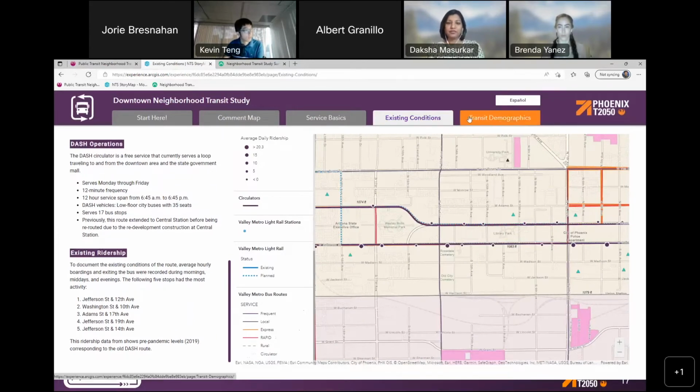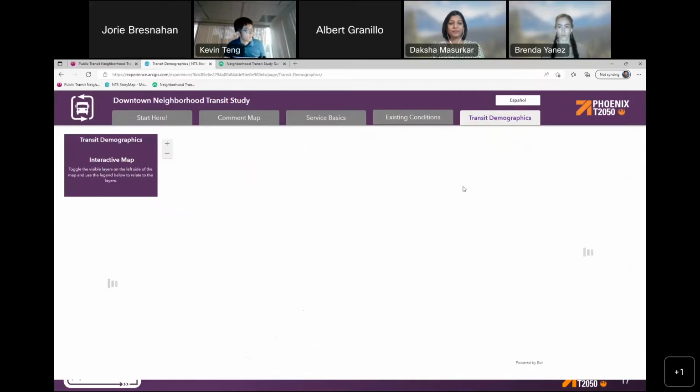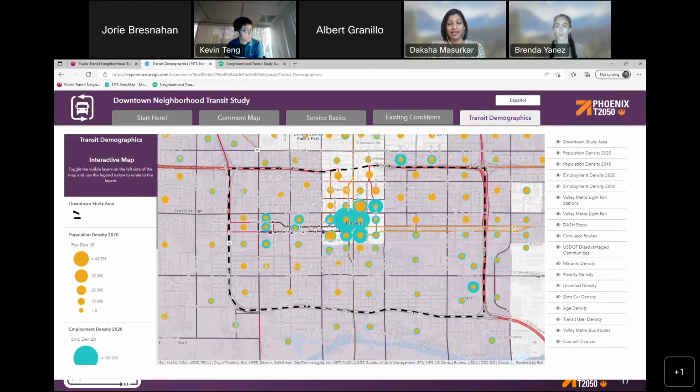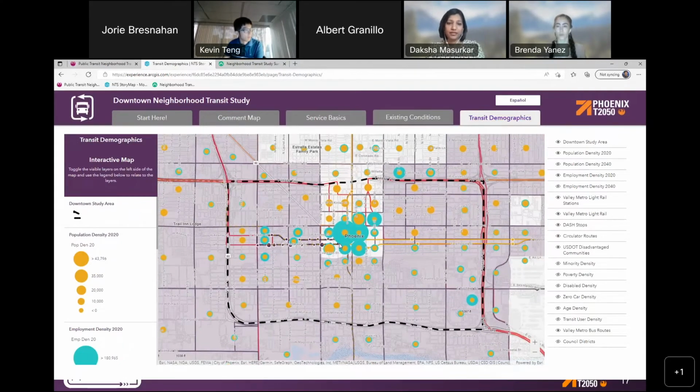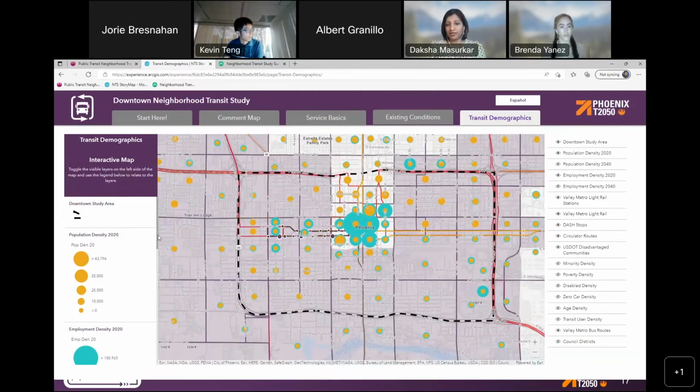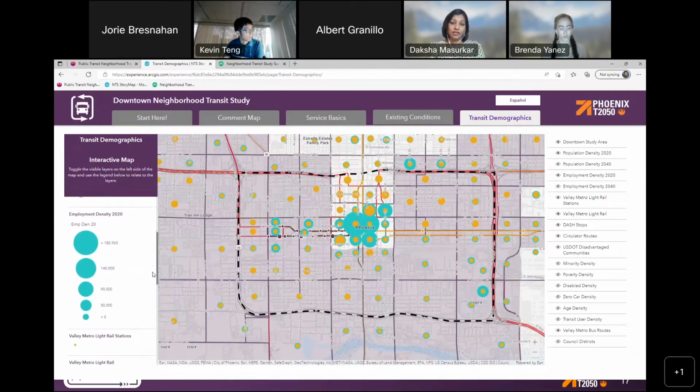Next tab, please, Kevin. Would you like to go to transit demographics, please. Thank you. Along with all the destinations and origins, it was important for us to understand the composition of the downtown area: which areas have higher population density or employment density, and where some of the vulnerable communities are. Accordingly, that information will help us develop our service options. All this is interactive. You can go and click on items. Some of the layers are turned off, but you can definitely turn on those layers and see what the composition of the overall downtown area is.